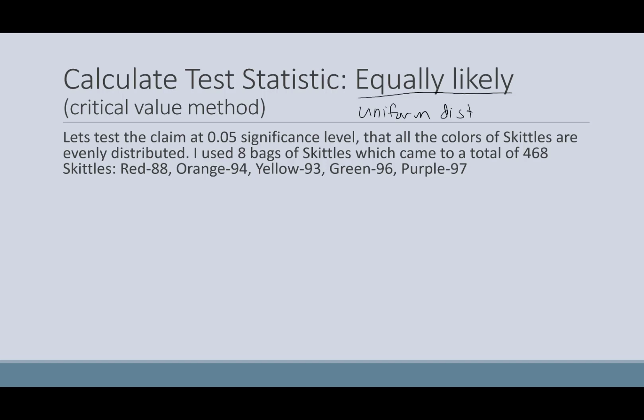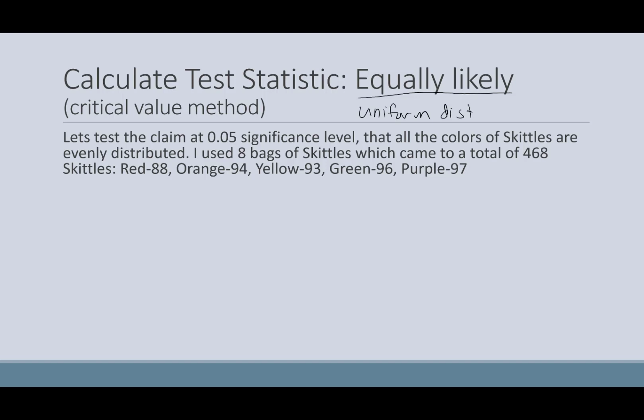So the example we're going to use says, let's test the claim at 0.05 significance level that all the colors of Skittles are evenly distributed. I used 8 bags of Skittles, which came to a total of 468 Skittles. There were 88 reds, 94 oranges, 93 yellow, 96 green, and 97 purple.